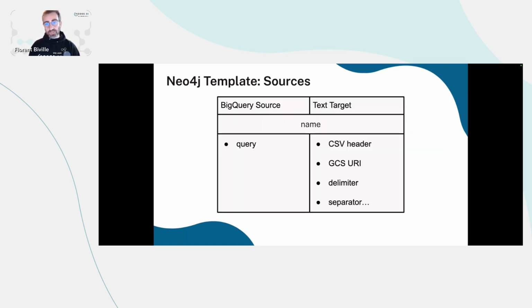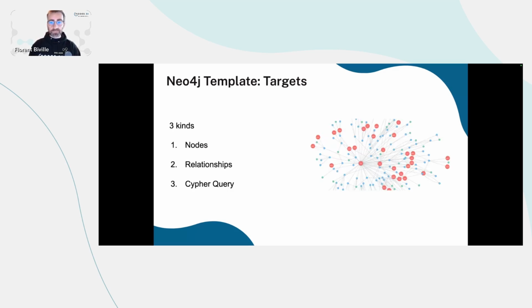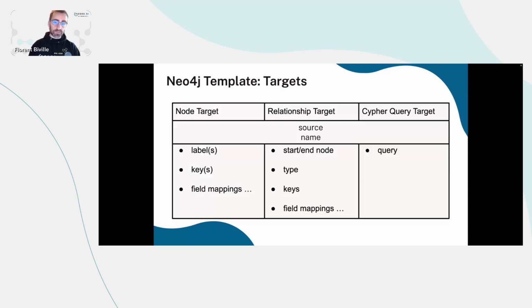We have BigQuery source or text source. Actually, that's a typo, that's a text source. And three kinds of targets, as I said, which are all linked to a source and all have a name. The node target has labels and property mappings, the relationship target has a type and all the property mappings. Lastly, the query target is just a query, basically a query run for each batch of records.